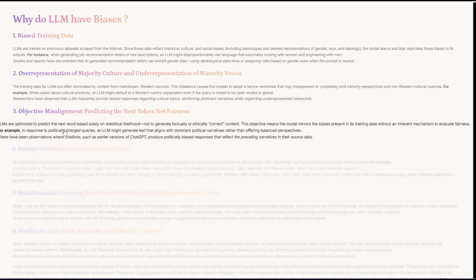There have been observations where chatbots, such as earlier versions of ChatGPT, produce politically biased responses that reflect the prevailing narratives in their source data.